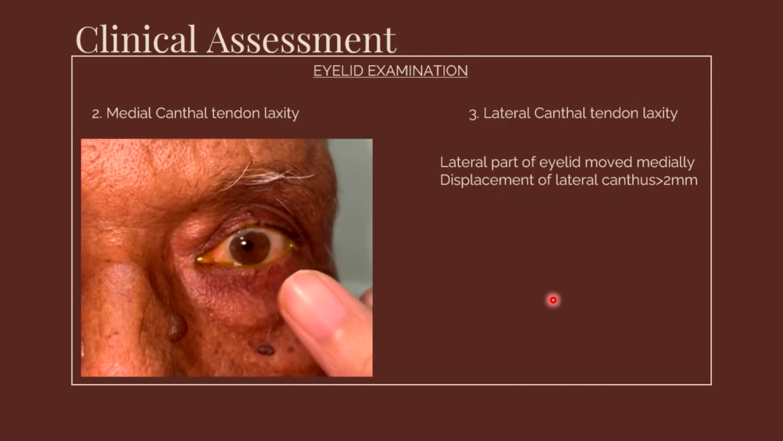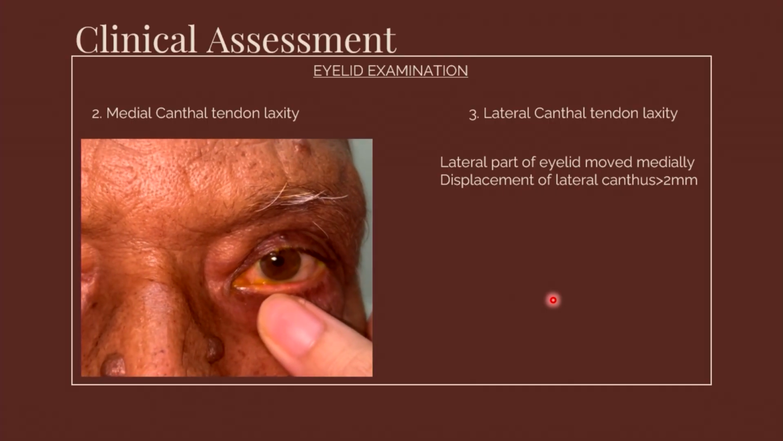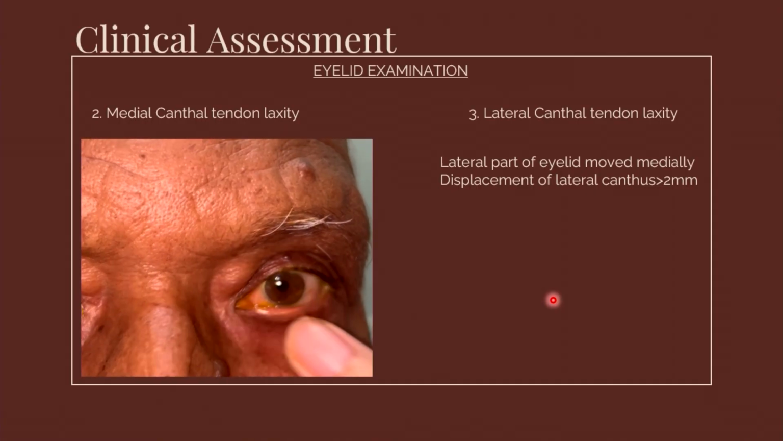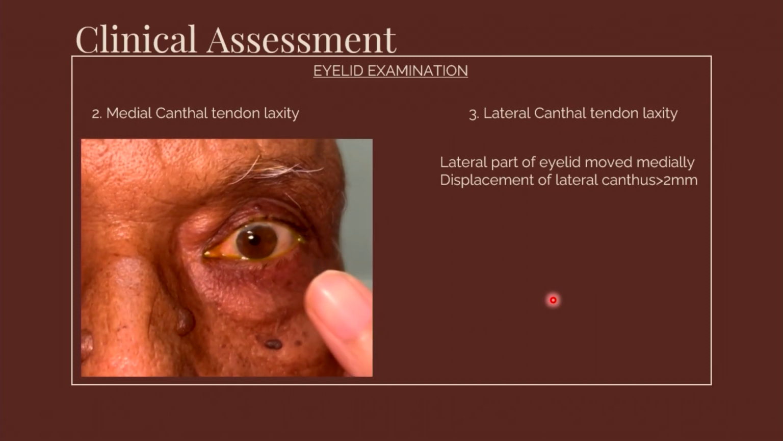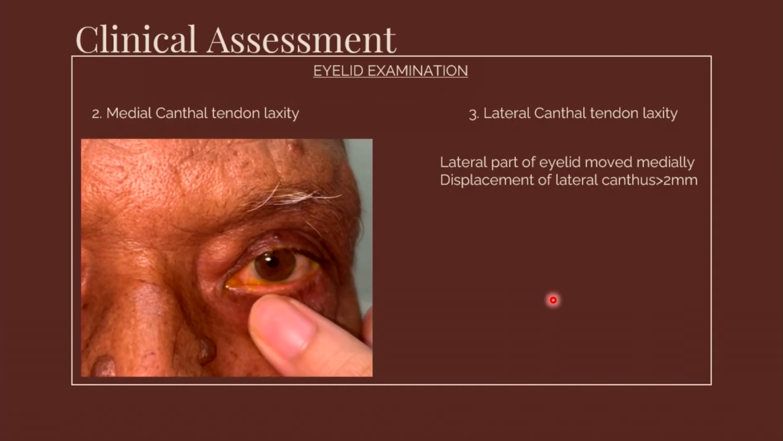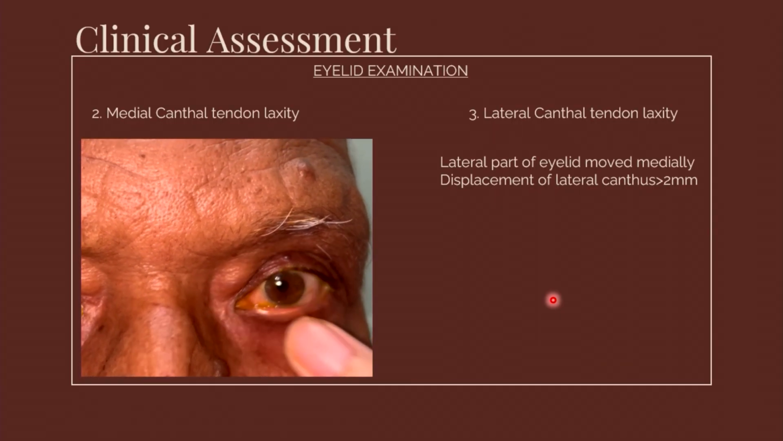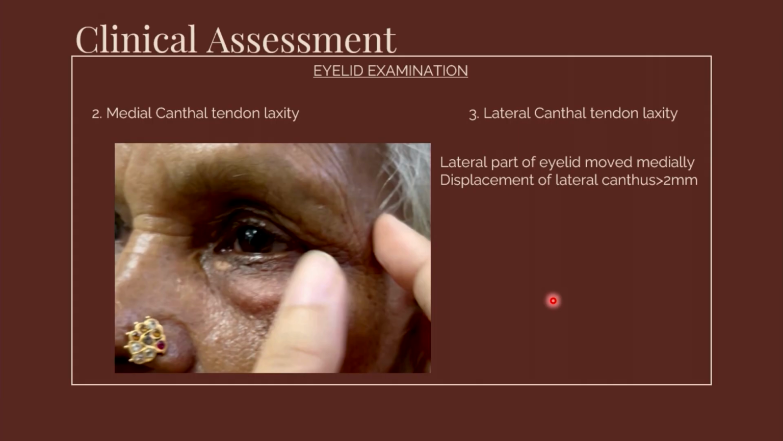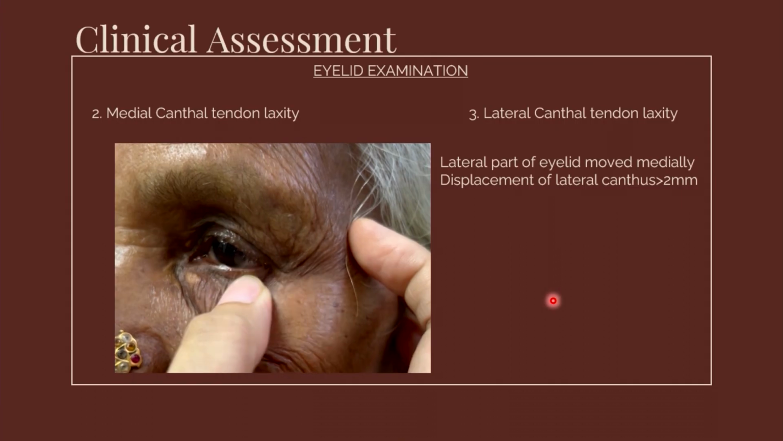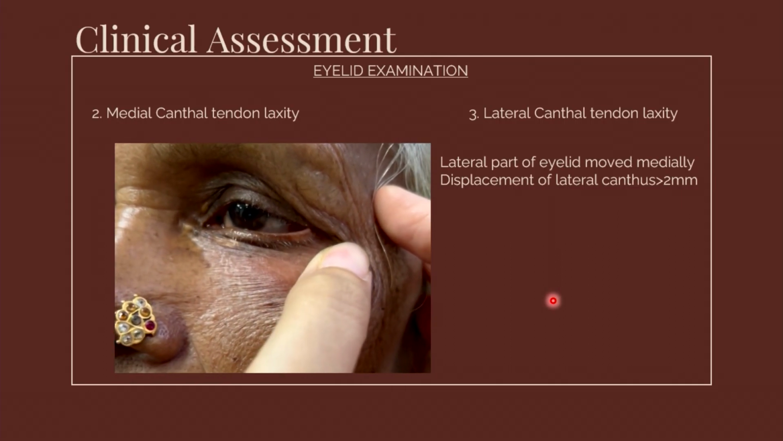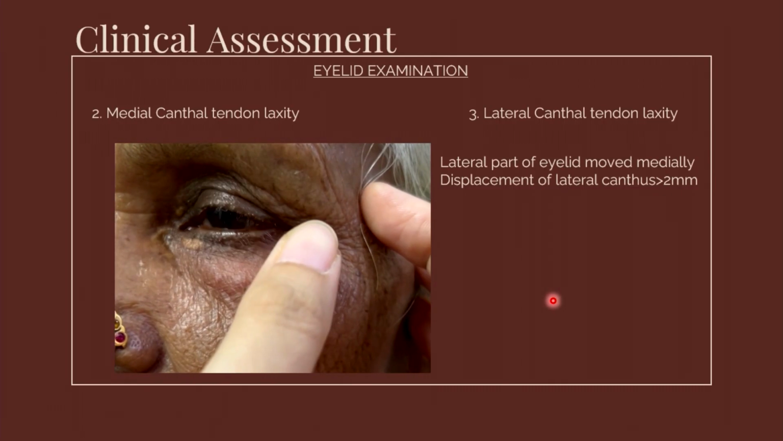Then you have the medial canthal tendon laxity, where you try to displace the lower puncta, and see how much it is displacing with that outward force. If it moves anything more than 2 mm, or if the puncta moves beyond the limbus, the patient is considered to have medial canthal tendon laxity. This patient is normal. Moving on to the lateral canthal tendon laxity, here you push the lateral canthus inwards, and if it moves more than 2 mm, then that means the patient has lateral canthal tendon laxity.